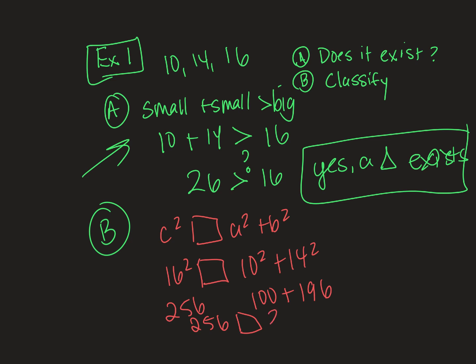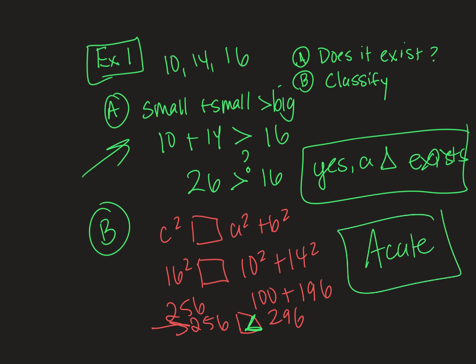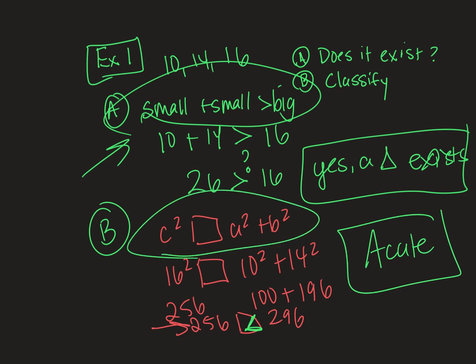296. Just make sure you're starting from the left to the right. So 256 is less than that side. And if you go back to your chart, it's acute. All right, so same process every time. Small plus small is big, and then we do this formula. Okay, let's try the next one.